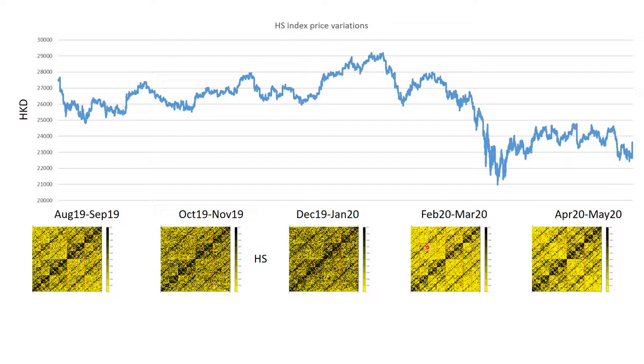But then the COVID-19 pandemic was declared at this particular point. This was somewhere at the end of January. And after that, the market started falling. It fell, but what were the patterns within successive minute prices? That's what we can see from these IFS patterns.